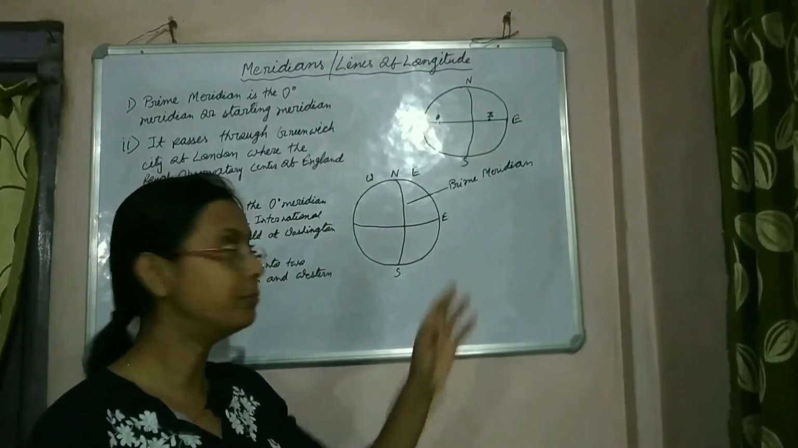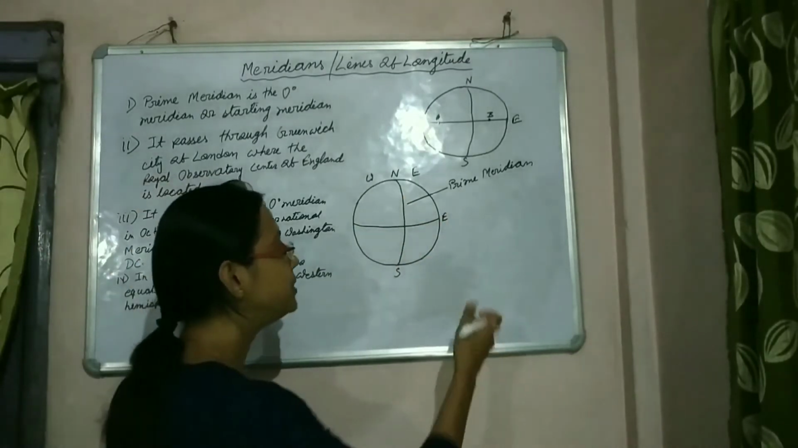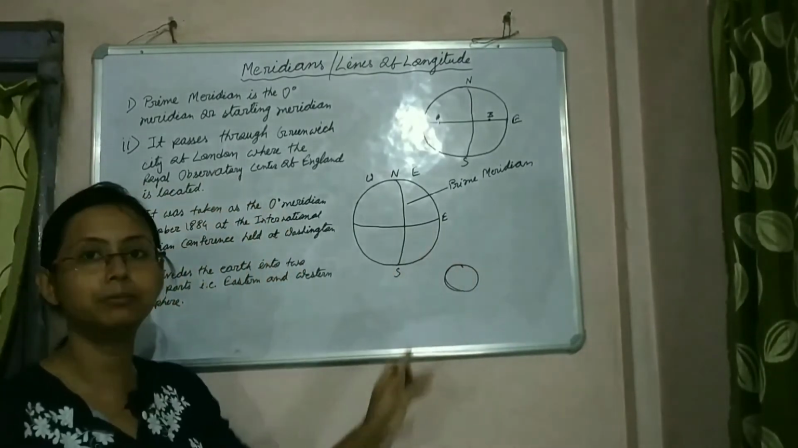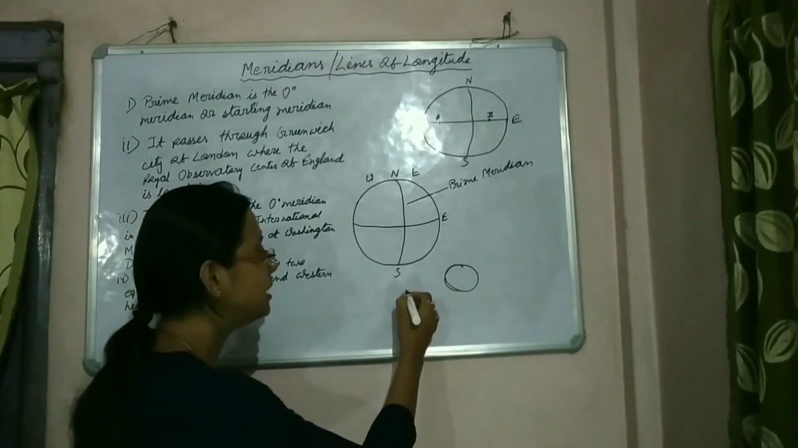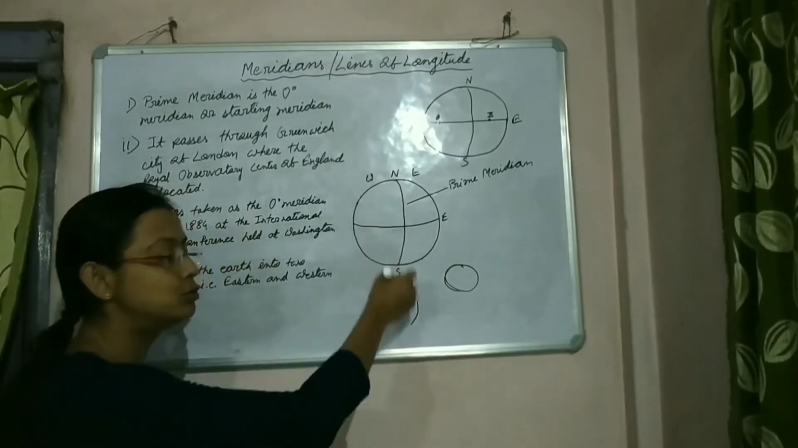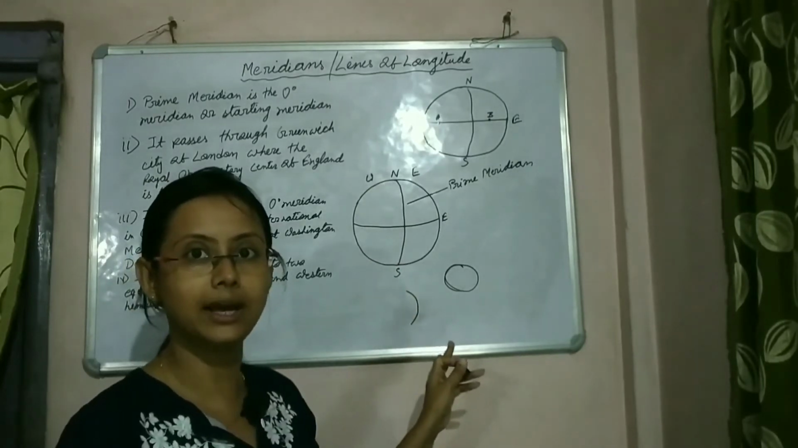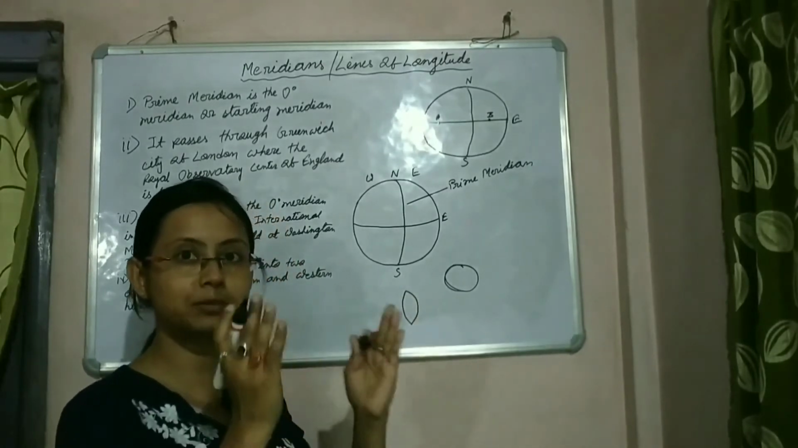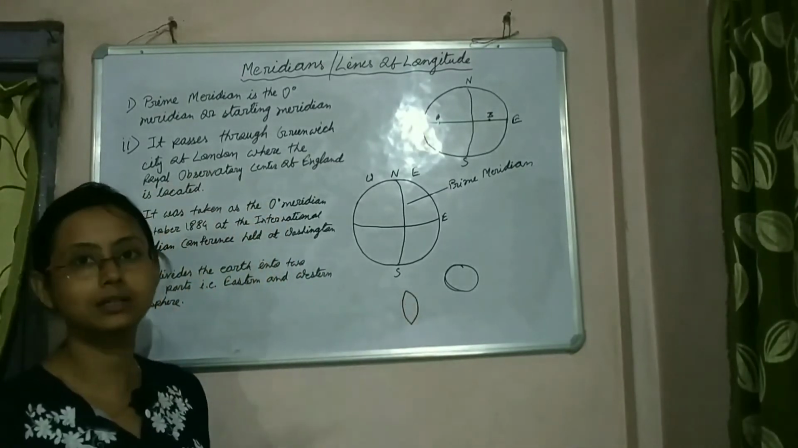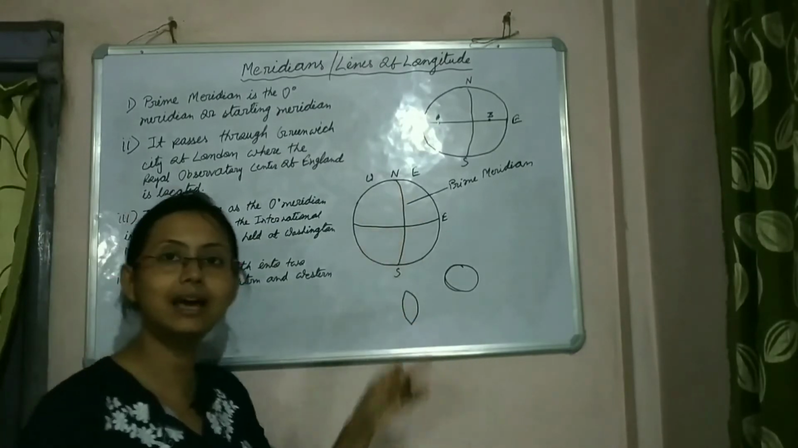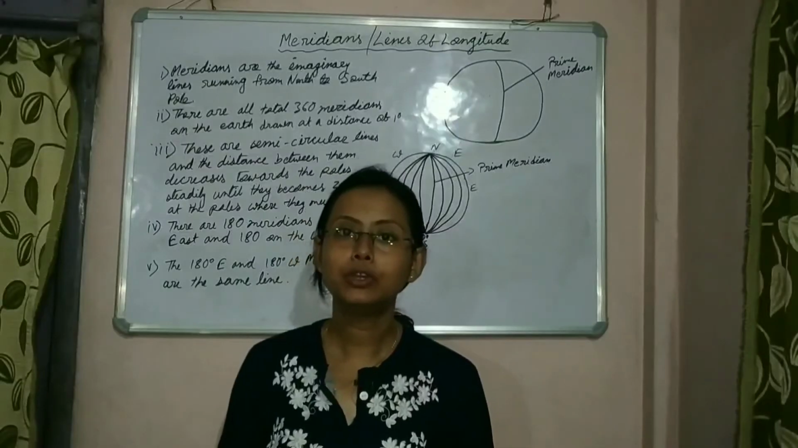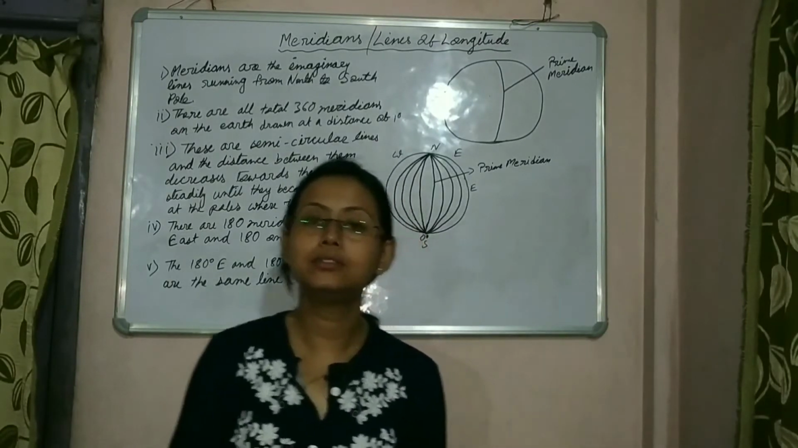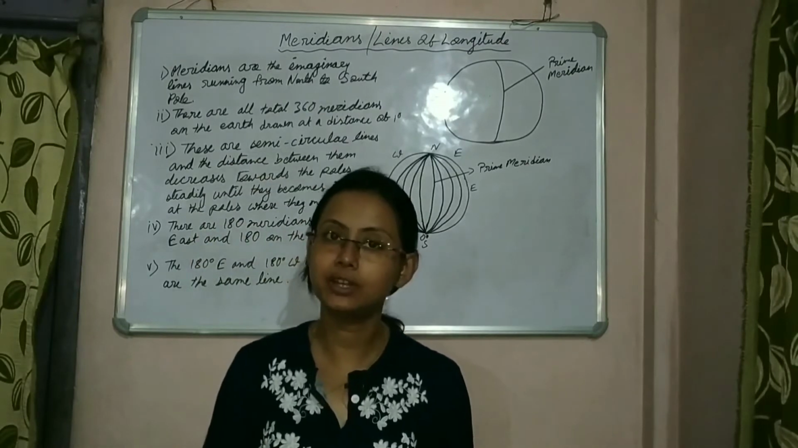All the parallel lines are complete circles. Though my circle is not looking good, all the parallel lines are complete circles. But the meridian lines are semicircular, from the north to the south pole. When we join two opposite meridian lines, a complete circle is formed. Otherwise, the meridian lines are semicircular. So now we know that the 0 degree meridian is called the prime meridian, and it divides the earth into two equal parts, the eastern hemisphere and the western hemisphere.